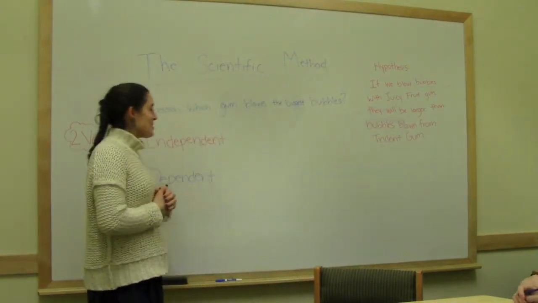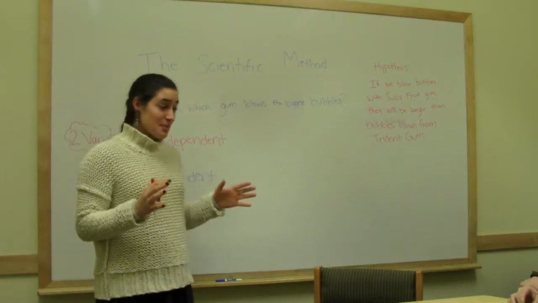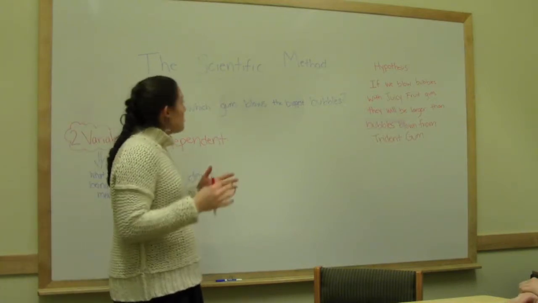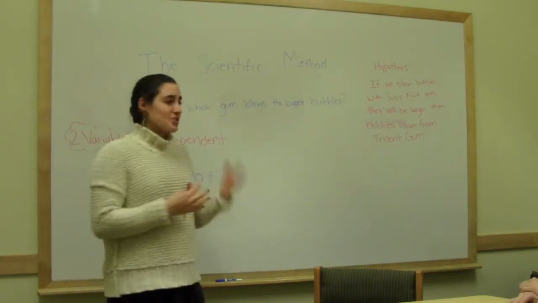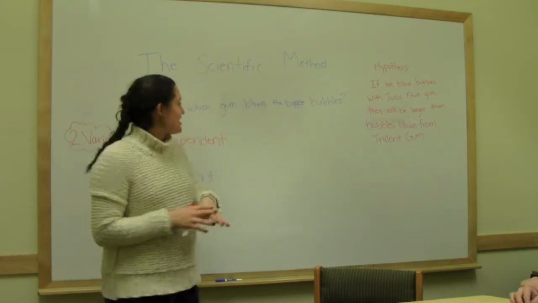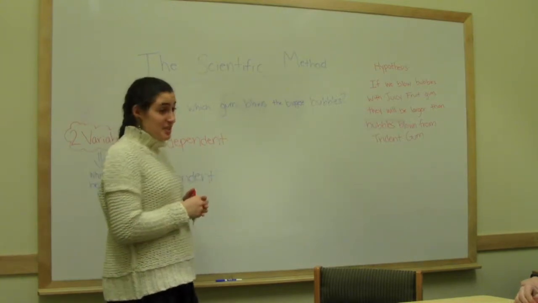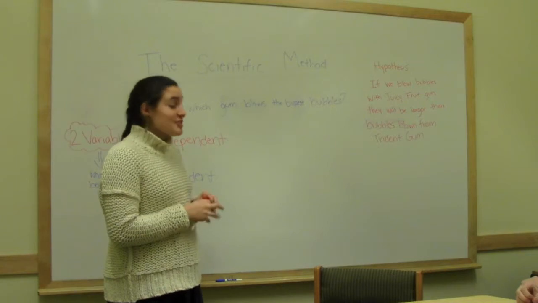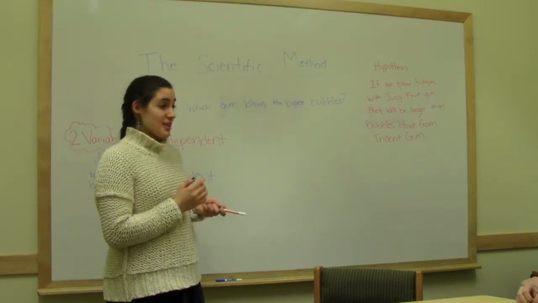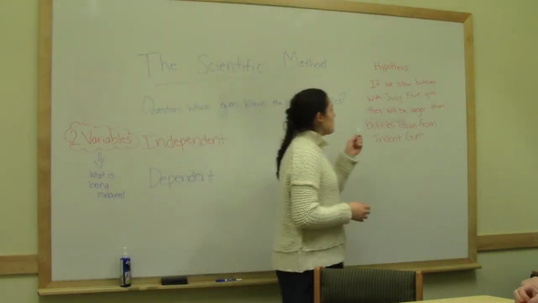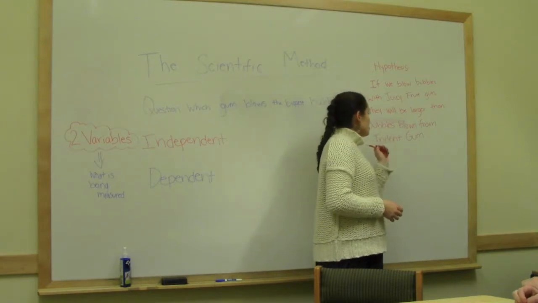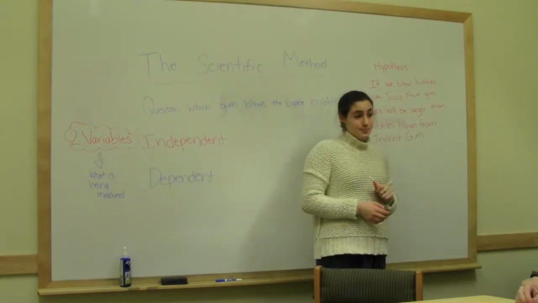So today we're going to study the scientific method, and one component of the scientific method involves questioning the world. So my big question today is, which gum blows the biggest bubbles? My first step here was to create a hypothesis. So I thought if we blow bubbles with juicy fruit gum, they will be larger than the bubbles blown from Trident gum. Part of being a good scientist is thinking about the world and looking at it through different lenses.